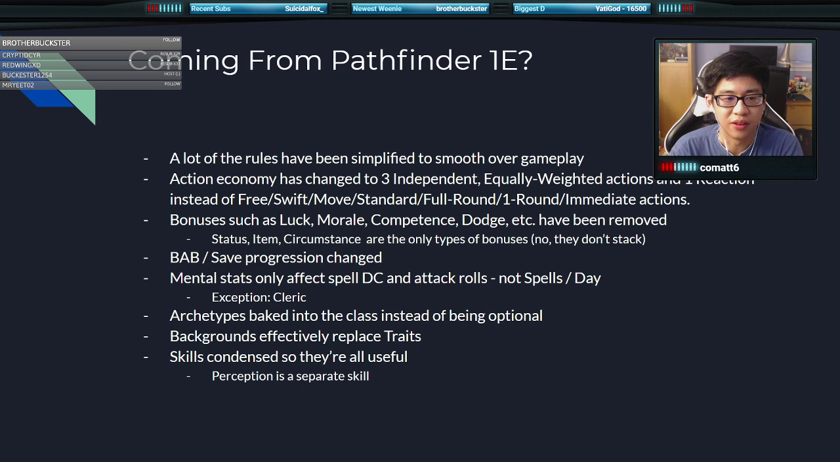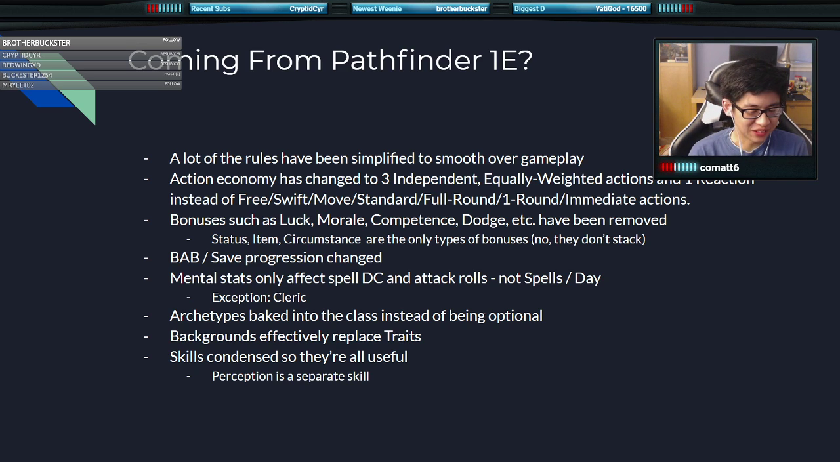So basically, they replaced channel energy in this edition and gave you extra healing or harming spells depending on your charisma modifier. In addition to that, archetypes are now baked into the class instead of being optional. So for instance, if we go back to the Pathfinder First Edition Alchemist, there were different sorts of archetypes such as Grenadier, Vivisectionist. Those are the only ones that matter, so those are the only 2 I remember.